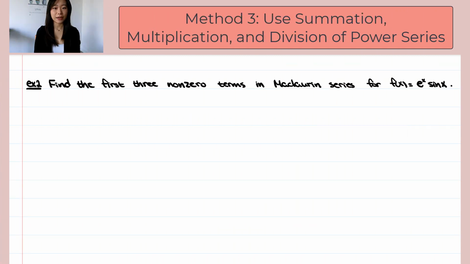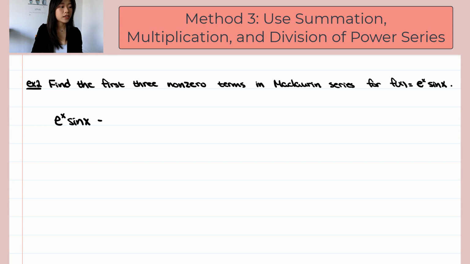Let's look at the second example. Let's find the first 3 non-zero terms in the Maclaurin series for the function e to the power of x times sine of x. Here we have a multiplication of 2 functions whose Maclaurin series we know. So we can simply multiply each term from their Maclaurin series. Here the function is e to the power of x times sine of x.